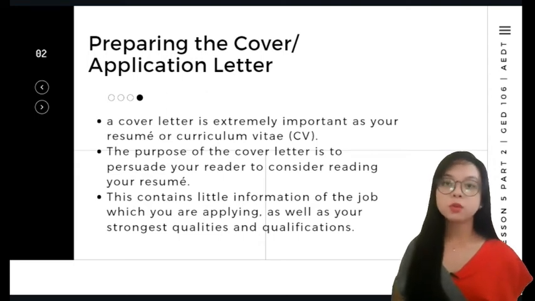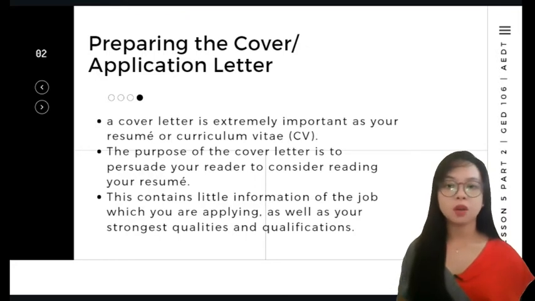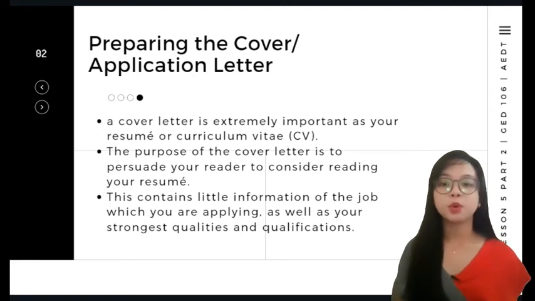After 5 or 10 years, you will enter the world of professional work. But before you land in any job, one of the first steps that you have to do is, of course, to apply for it. And how are you going to do that? You first need to prepare a cover or application letter. So what is a cover letter? This one is extremely important as your resume or curriculum vitae. The purpose of this is to persuade your reader to consider reading your resume.